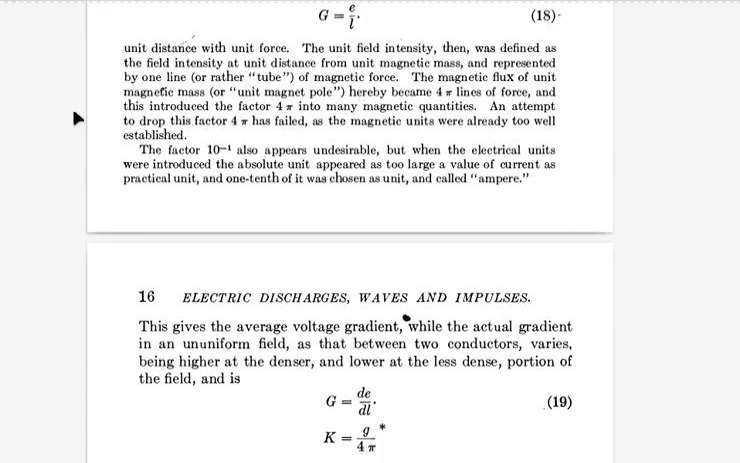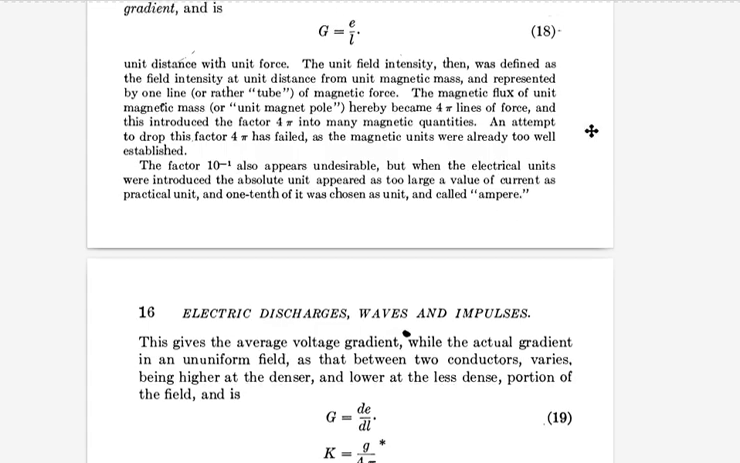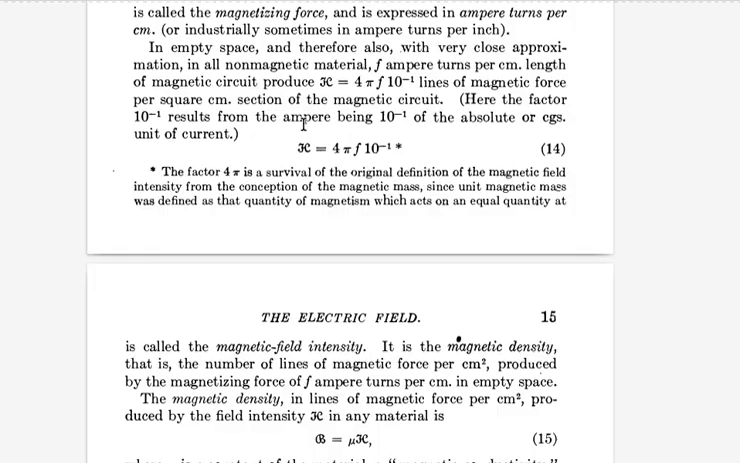The magnetic flux of unit magnetic mass, or unit magnet pole, hereby became 4 pi lines of force, and this introduced the factor 4 pi into many magnetic quantities. An attempt to drop this factor 4 pi has failed, as the magnetic units were already too well established. The factor 10 to the minus 1 also appears undesirable, but when the electrical units were introduced the absolute unit appeared as too large a value of current as practical unit, and 1/10 of it was chosen as unit, and called ampere.